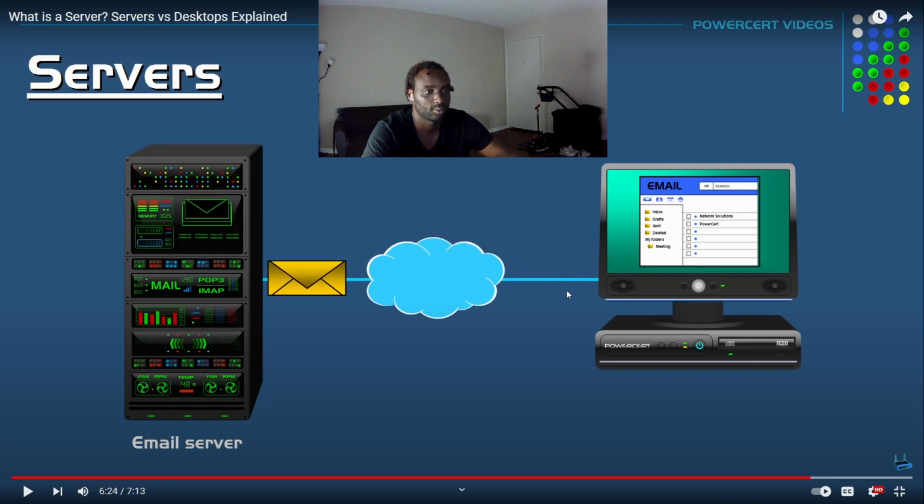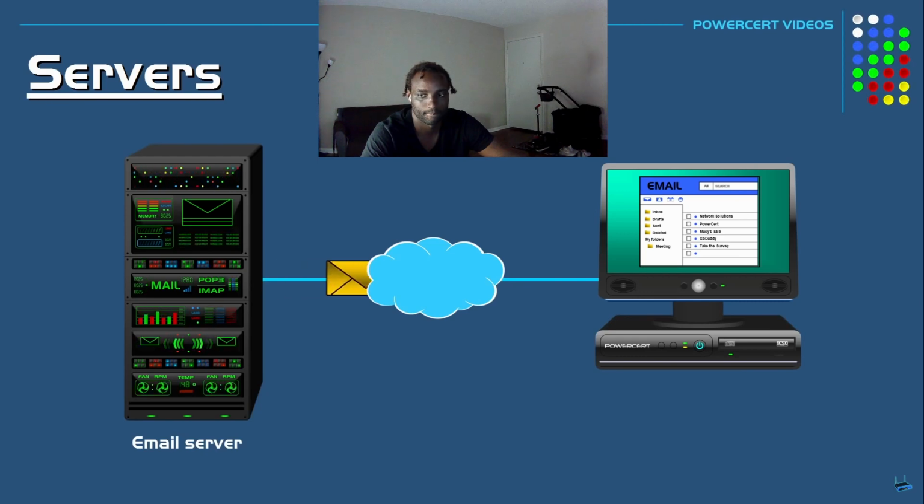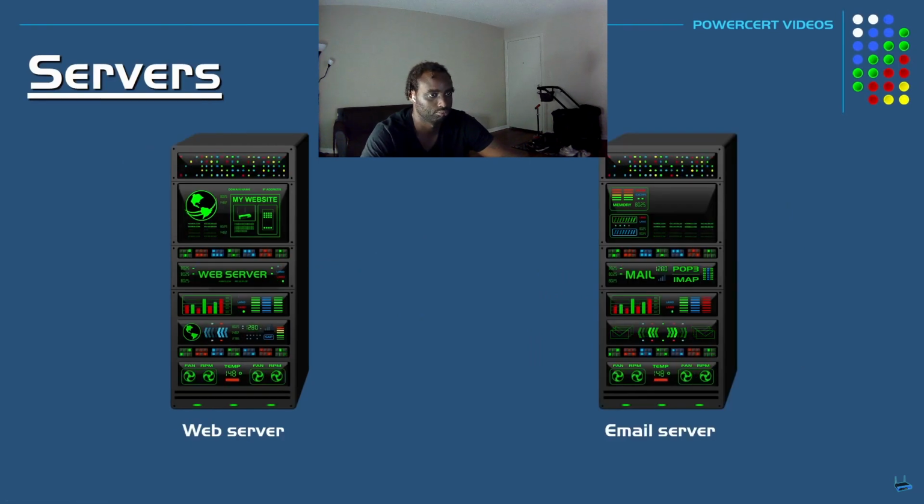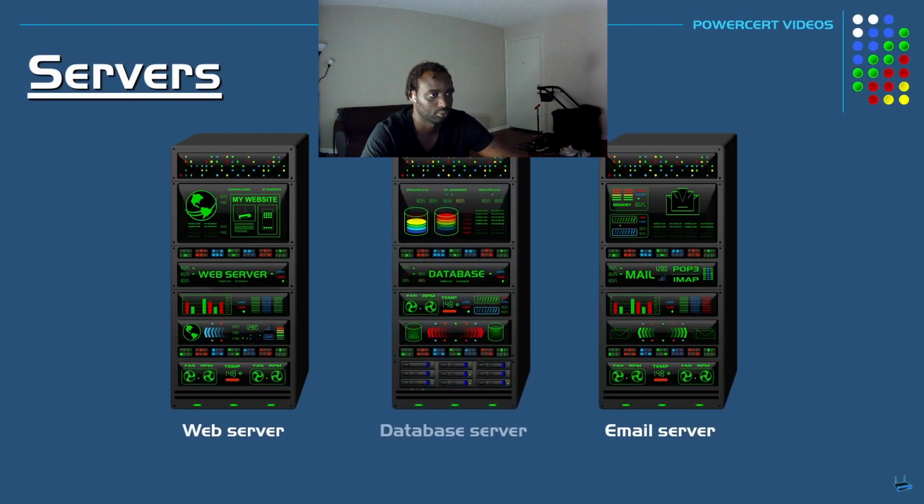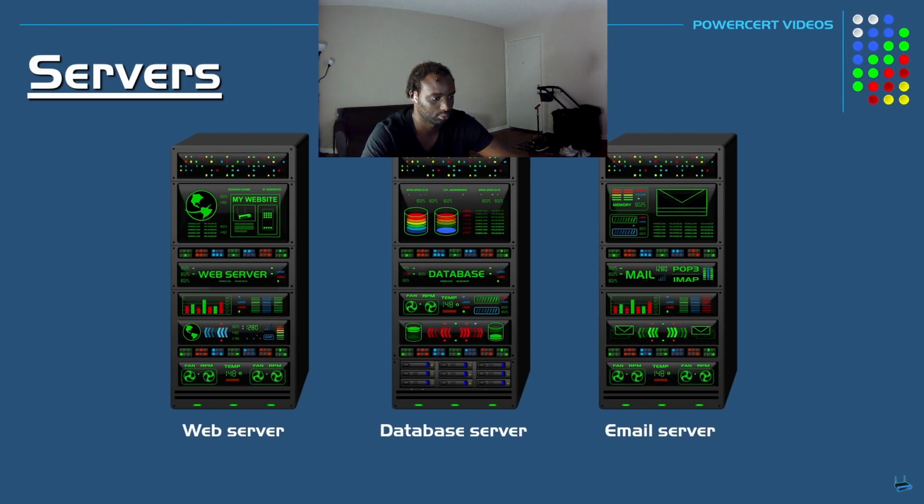So this is something probably like Google uses, huh? Web browser, or you can use an email client such as Outlook or Thunderbird using email protocols such as IMAP, POP, and SMTP. And a database server is another type of server. This type of server stores data on the back end, and then it's retrieved from computers on the front end, for example, using queries such as SQL.